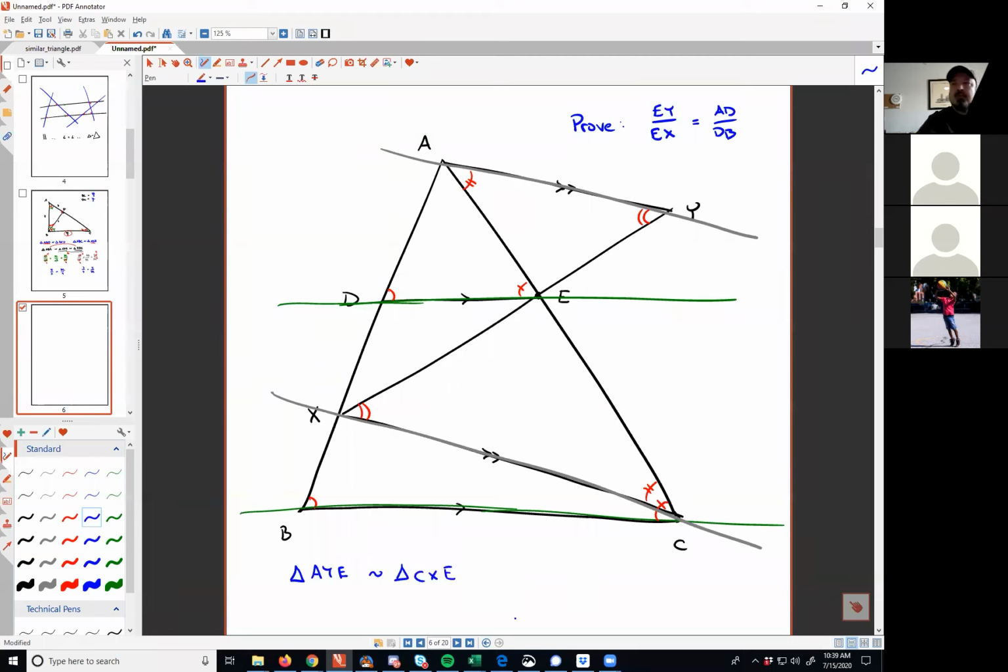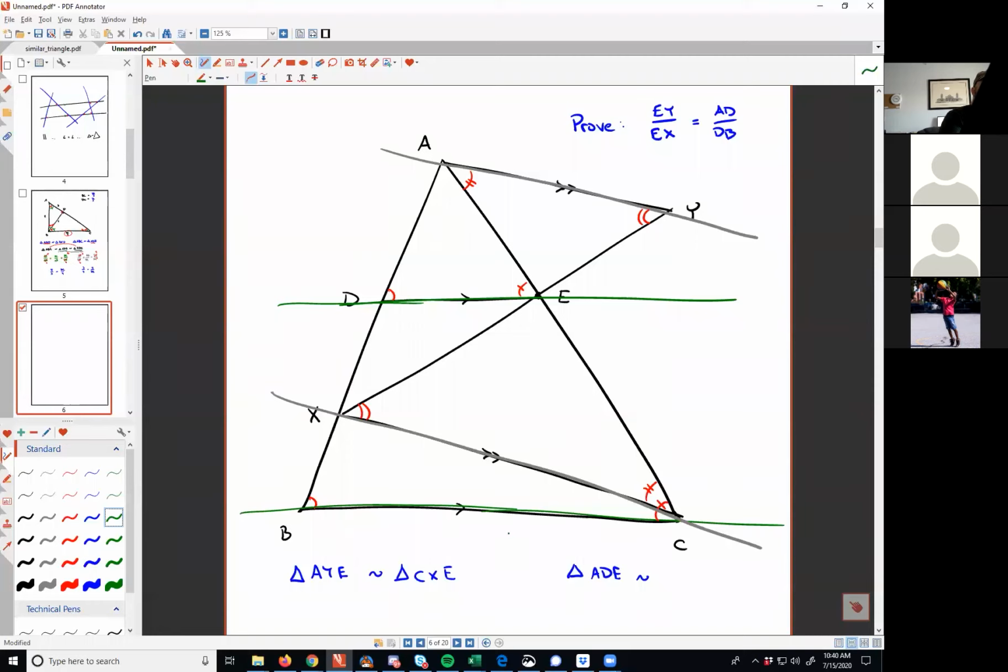Good. And what's another pair? Triangle ADE is similar to triangle XDE. Is that true? Wait, no, sorry, EDX. Is that true? I don't know if we know that those are true. I see equal angles at D and B, and then equal angles at E and C. I'm going to write those down.